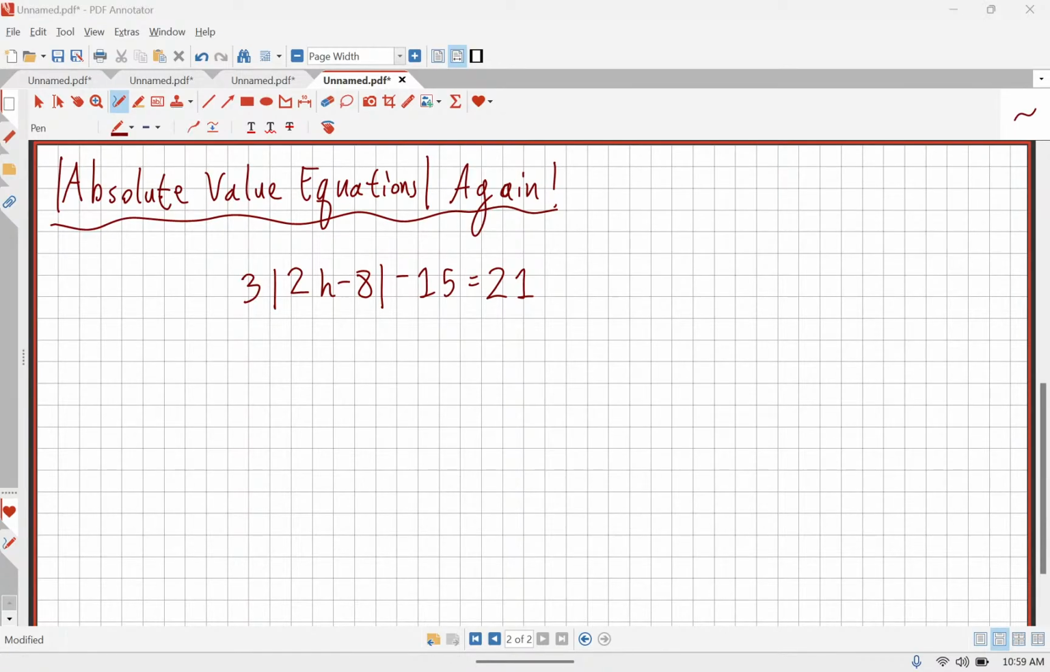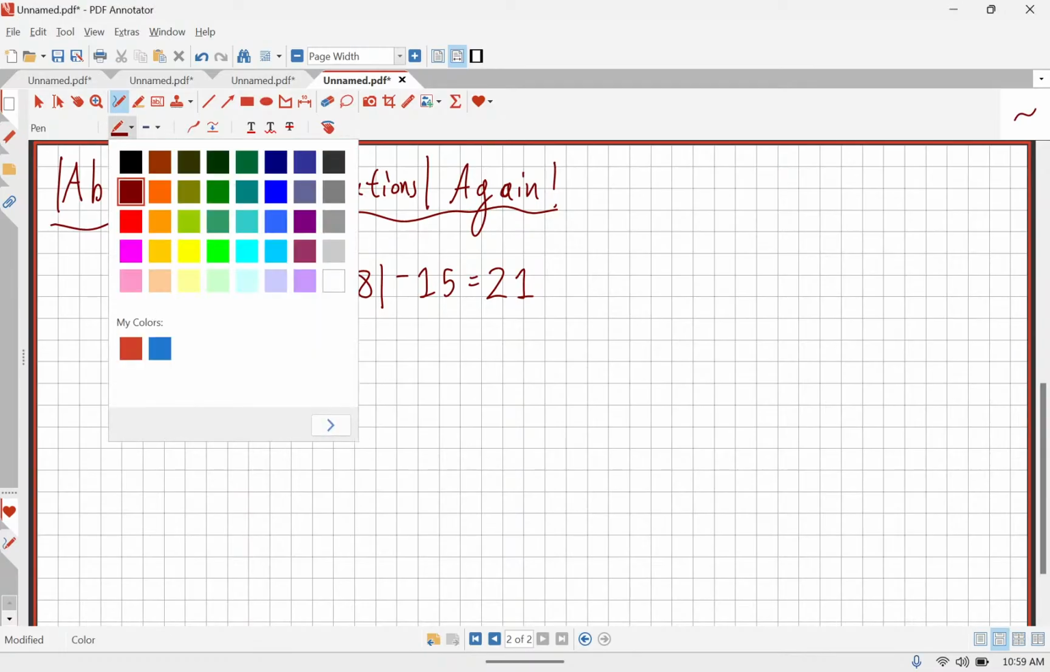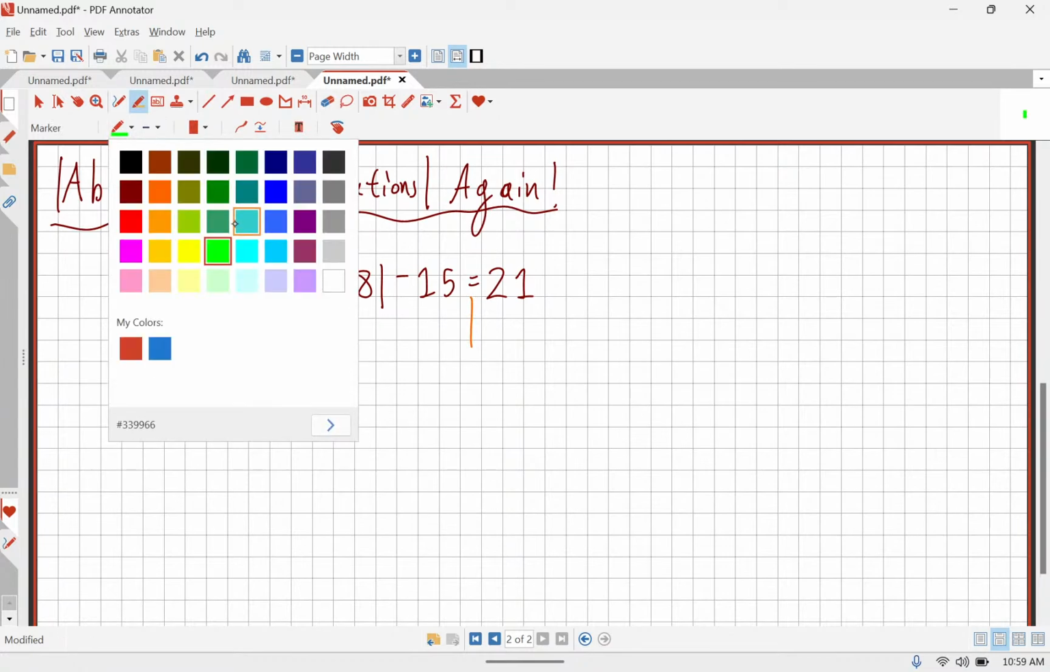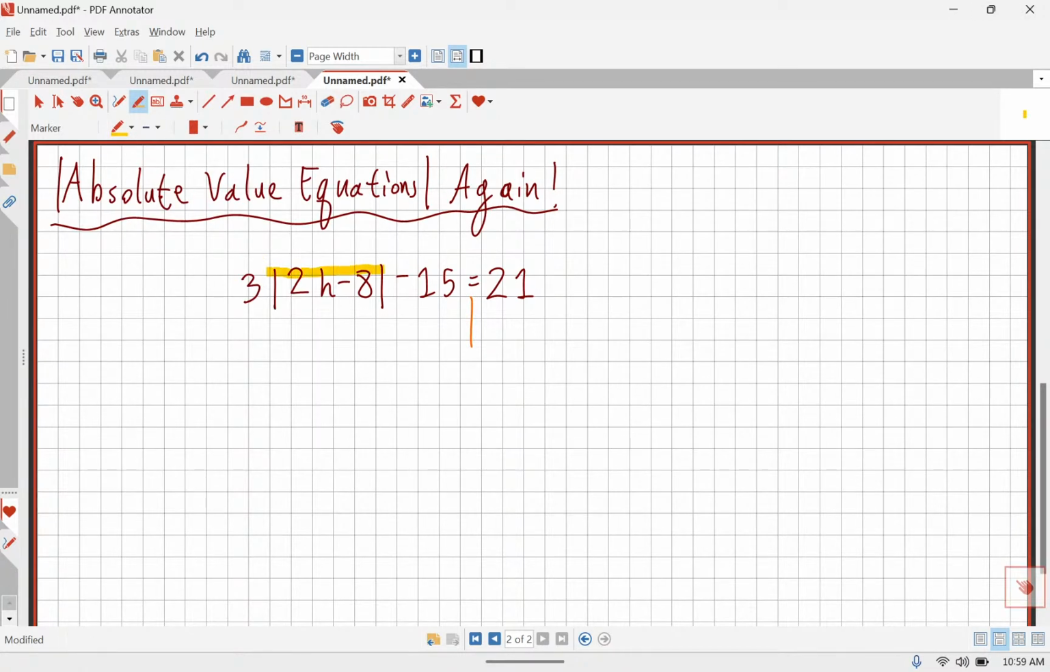Alrighty. Let's see here. Annika, what is your instinct? I don't know if you remember Abby's method, but what do you think we could do to try to get this to look a little bit nicer? Exactly. You're going to treat this absolute value here as if it was a variable. You're just going to treat that like it's a variable because I'm trying to get it by itself.